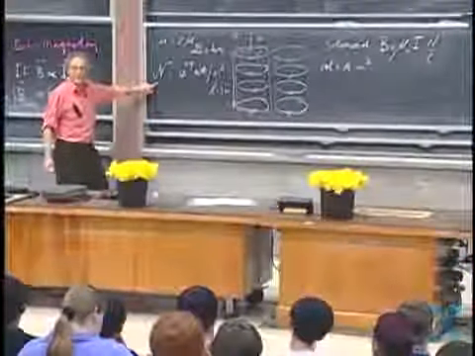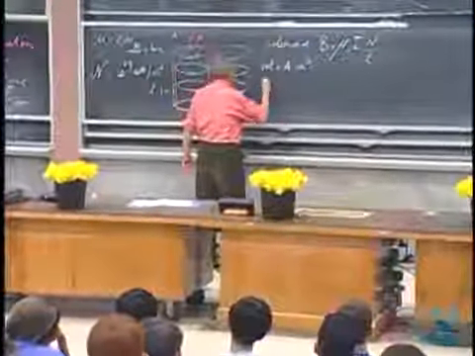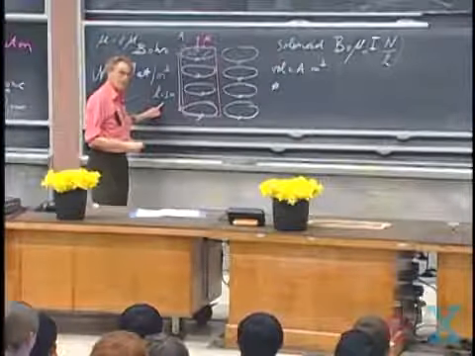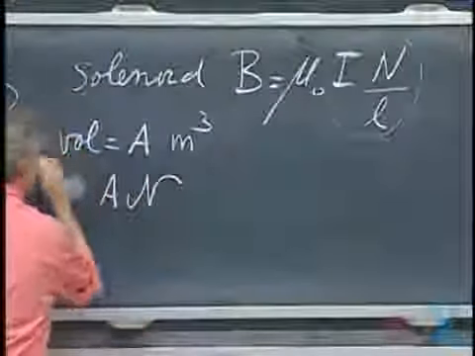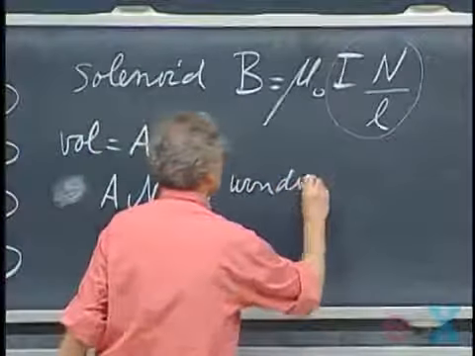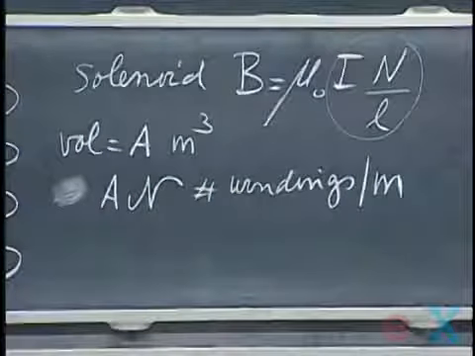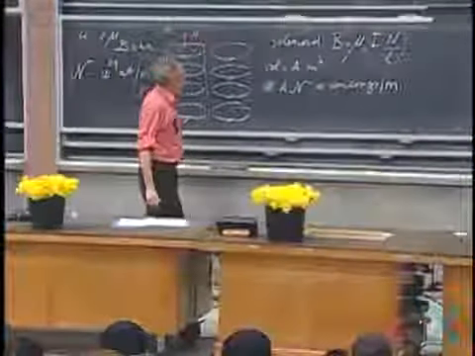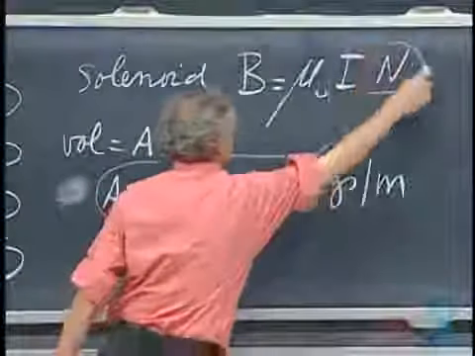But the number of atoms per cubic meter is 10 to the 29. And so the number of atoms that I have in this solenoid per meter is this A times that N. So this is the number of windings, if I call this one winding, the number of windings per meter. Or you can think of it as the number of atoms per meter, the way they're lined up. And so now I am in business, because this now is my N divided by L.